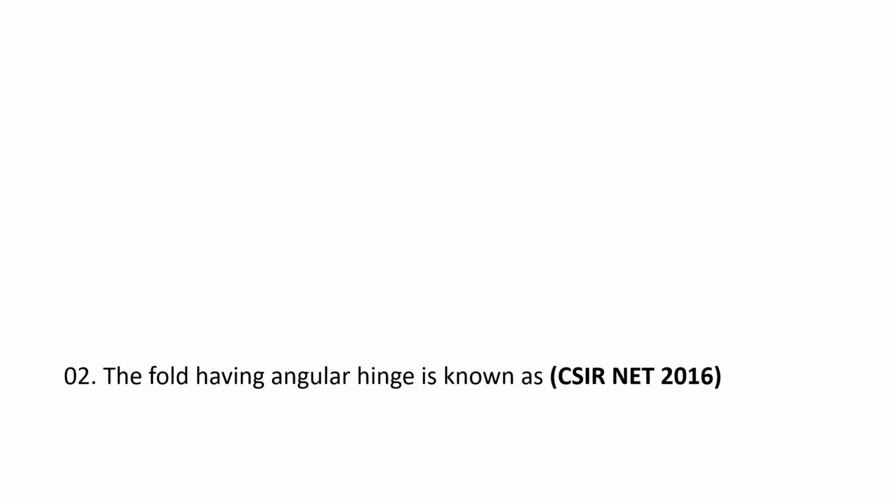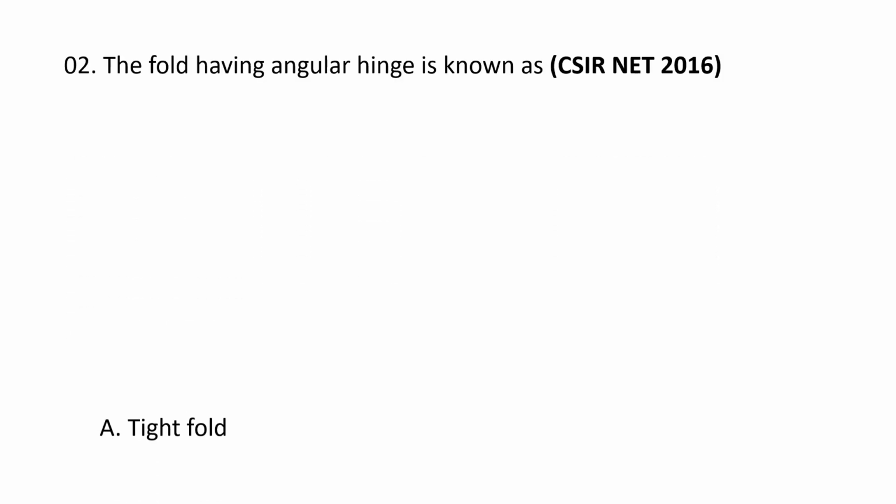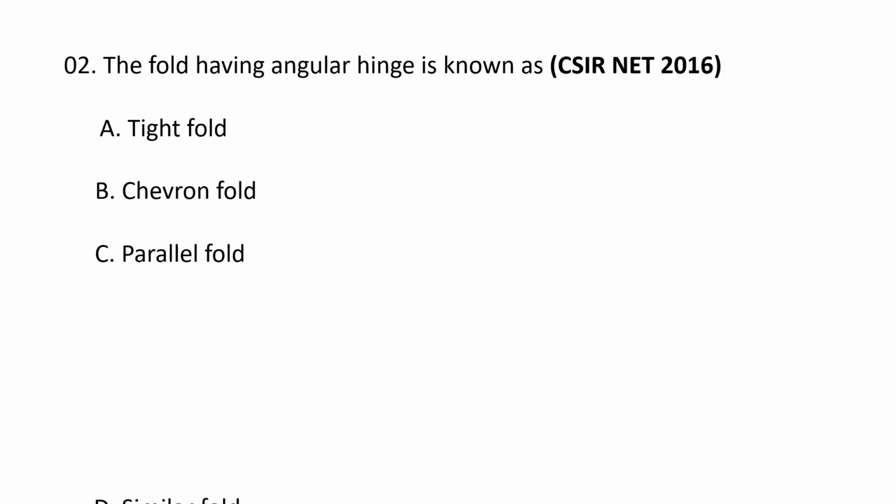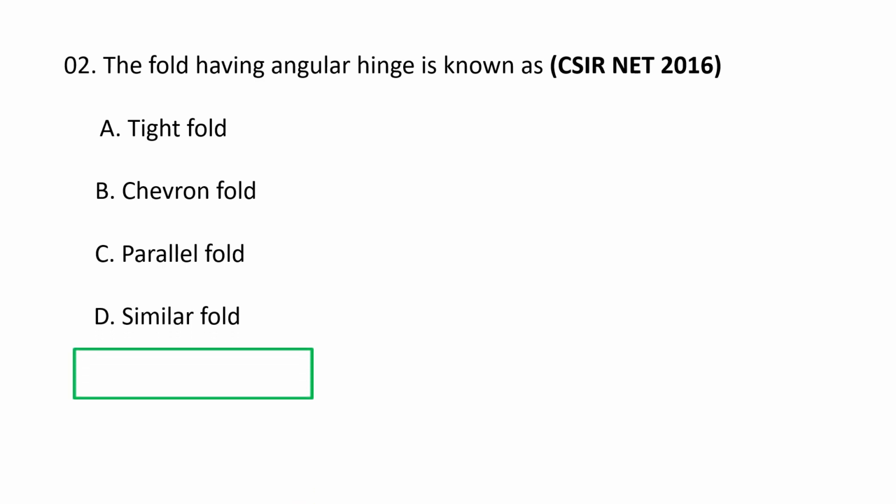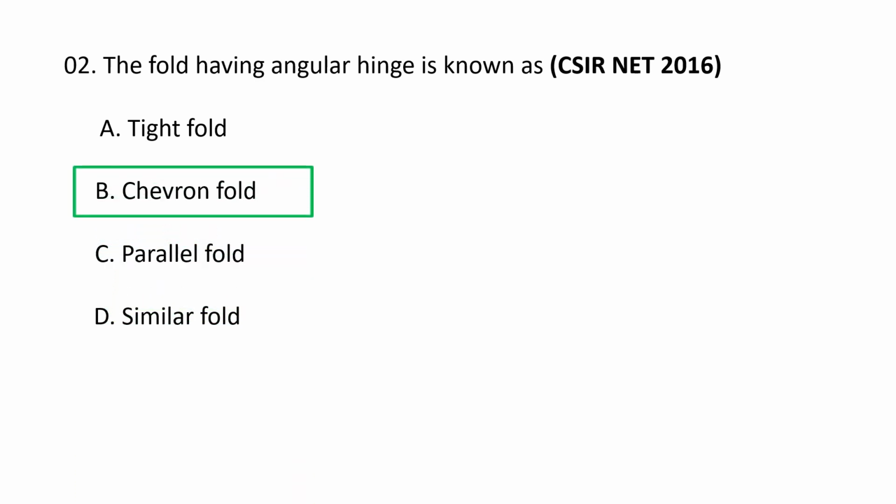Next question. The fold having angular hinge is known as A. Tight fold, B. Chevron fold, C. Parallel fold, D. Similar fold. The correct option goes as B. Chevron fold. A fold having an angular hinge characterized by straight planar limbs that meet at a sharp point is known as a chevron fold. These folds, sometimes called accordion folds, typically form in thick sequences of alternating competent and incompetent rock layers due to regional compressive stress.